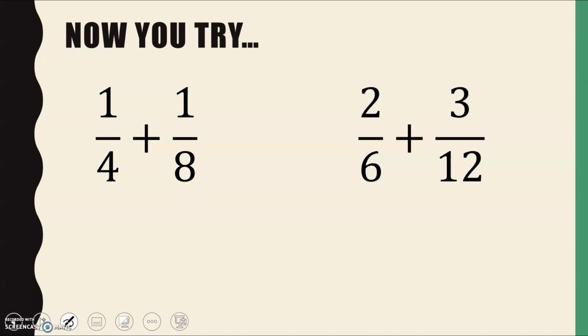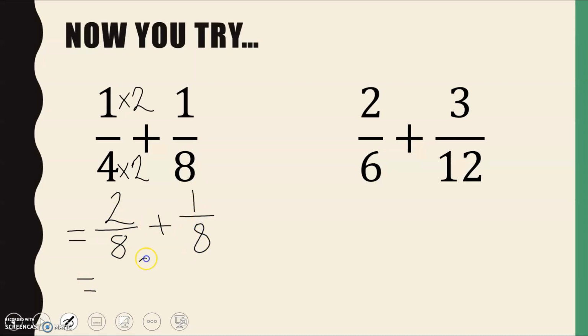Okay, hopefully we gave that a go then. So 4 and 8, well, I can turn 4 into 8 by multiplying by 2. And whatever I do to the bottom, I must do to the top. So here I've got 2/8 plus 1/8. 2 plus 1 then is going to give me 3, and 8 stays as it is on the bottom there.